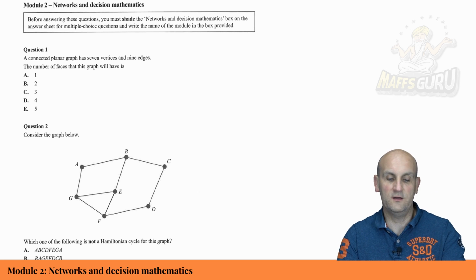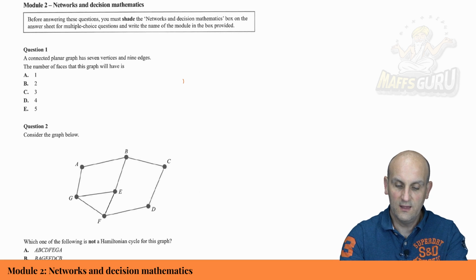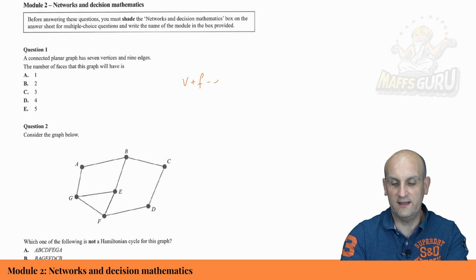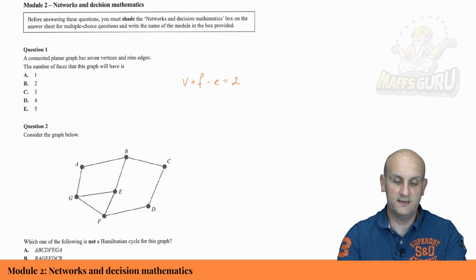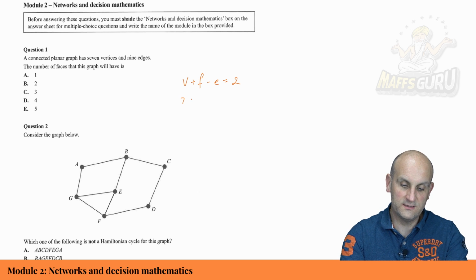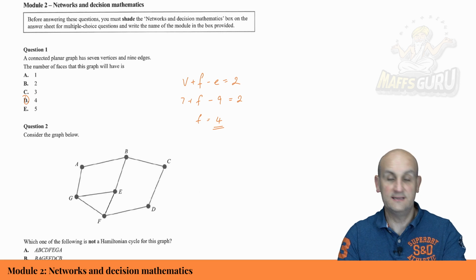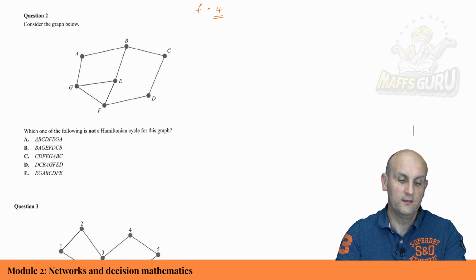Okay, so networks and decision. The connected planar graph has 7 vertices and 9 edges. Funny enough, I remember this formula as very fat elephants equals 2: vertices plus faces minus edges. We know that we have 7 vertices, we're trying to find F, and we've got 9 edges, equals 2, which basically gives me that F is equal to 4, and hence D is my correct answer.